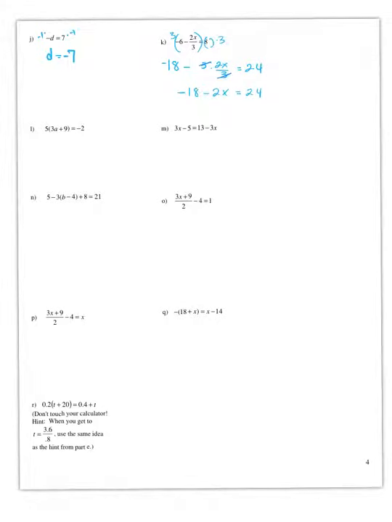We can add 18 to both sides, which gives us negative 2x equals 42, and divide both sides by negative 2. X equals negative 21.